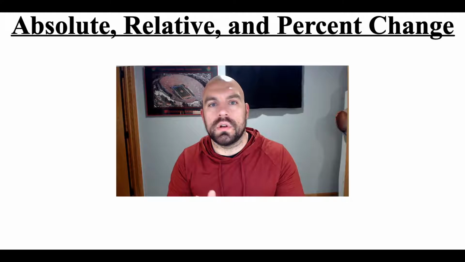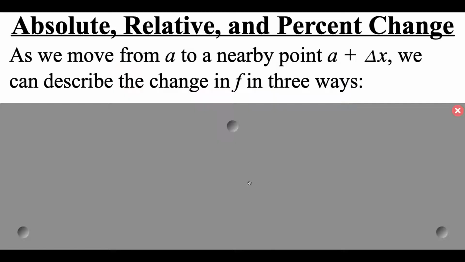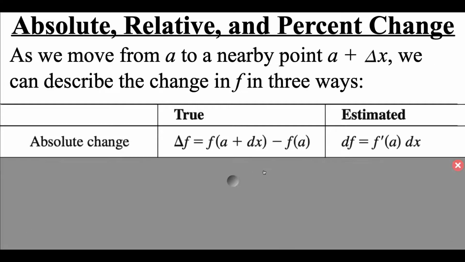In this video, we're going to look at absolute, relative, and percent change. So as we move from a to a nearby point a plus delta x, we can describe the change in f in three ways. The first one is the absolute change. There are true ways to calculate these and then estimated ways to calculate these.